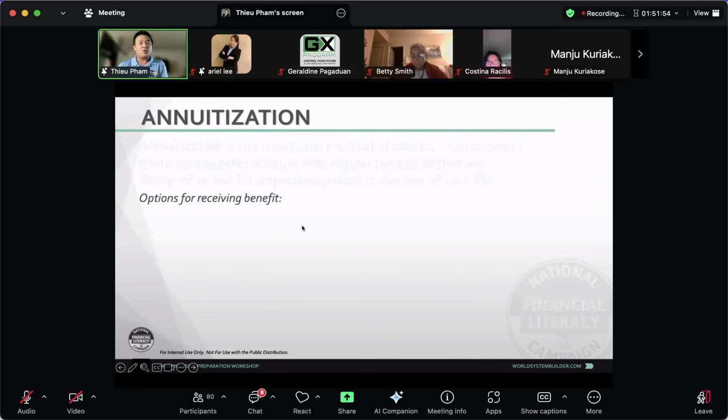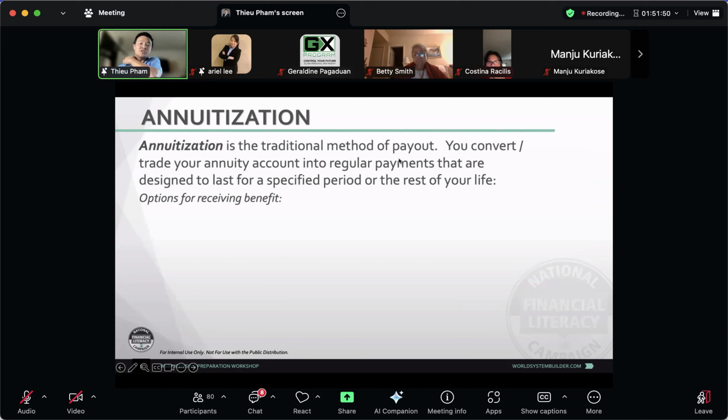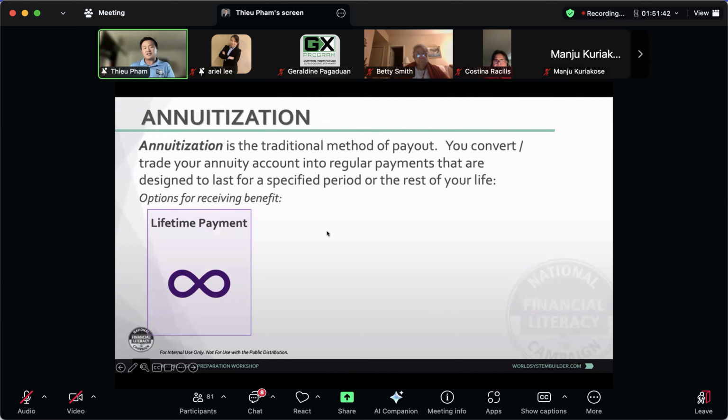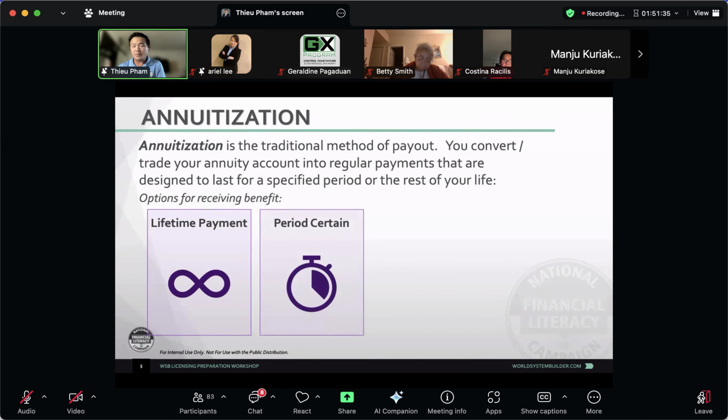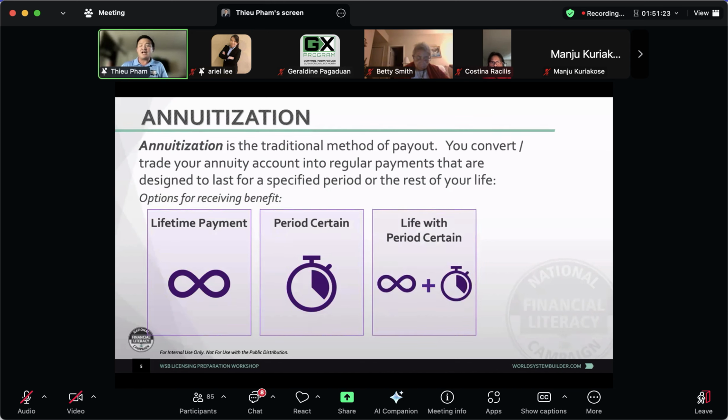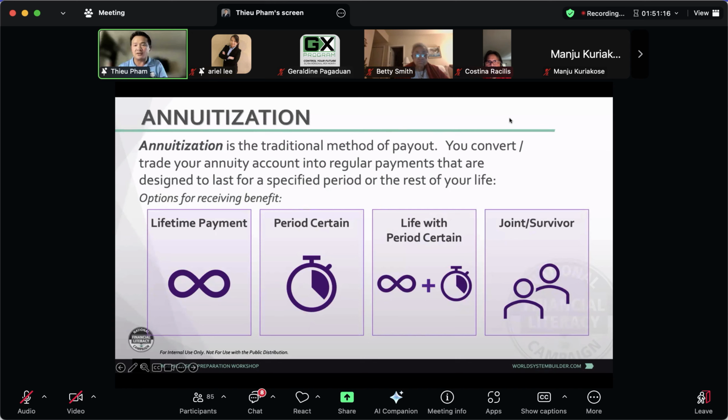So another key is annuitization. Remember I mentioned this is a traditional way of getting a payout, right? You convert a lump sum of money to get a regular payment. So here are the options they're going to ask on the test. The first option is lifetime payment. You're going to get paid the rest of your life until you pass away, okay? That is simple. Another case is period certain. You're going to get paid only for a certain period, say 10 years, okay? And the third type is you're going to get lifetime, but at least a certain period of time. Okay, life with period certain. And last but not least is joint and survivor, meaning you can get an annuity where you and your spouse are the owners. You can get a certain amount for the rest of your life, and when you pass away, your spouse can get the same amount for the rest of her life as well. Okay.